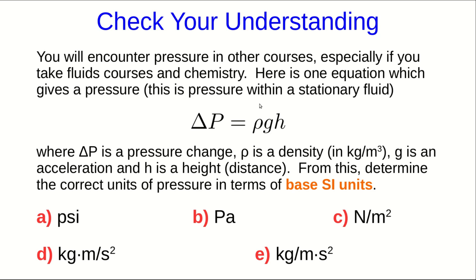Let's check your understanding. As usual, if you're in the course and are doing this through Moodle, then Moodle will go on and ask you this question. Otherwise, you should still try and decide on the answer before you go on to the next part of the video lecture. So here's an equation for pressure of a stationary fluid, and I tell you what all the quantities are. There's a density, there's an acceleration g, and h is a height, and from this you can use the processes I just showed you to determine the correct units of pressure in terms of base SI units.